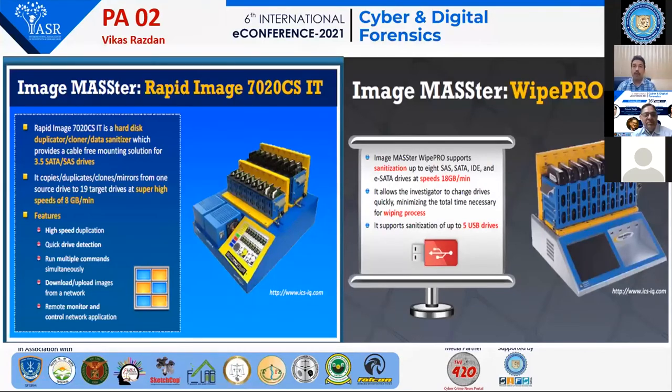Next, the Rapid Image 7020 3S has an imaging capacity of 8 GB per minute. It can clone a hard disk, and a variety of hard disks can be used in this. As we can see from the picture, we can place five to six hard disks continuously, and they can be cloned. The last one is the Wipe Pro. It supports SAS, SATA, IDE, eSATA drives at a speed of 18 GB per minute. The cloning speed is very high, and it allows investigators to change drives very quickly. It supports sanitization of up to 5 USB disks.